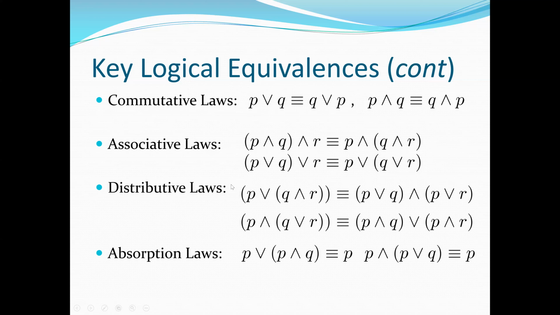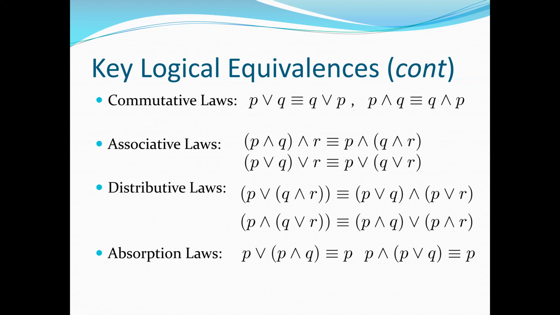Then the distributive law, in arithmetic, means take one expression and multiply by everything inside the parentheses. The same concept here. I will take P multiplied by Q, then I'll take P multiplied by R. So we get P or Q and P or R. Or we get P and Q or P and R.